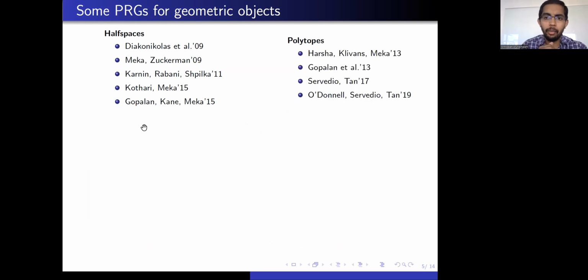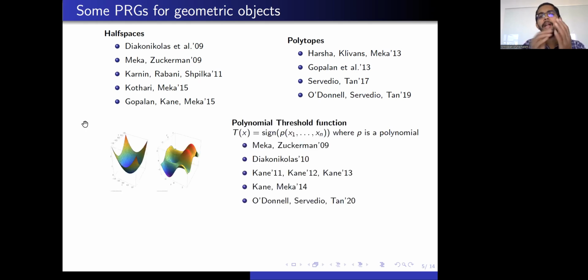Simultaneously, there was another line of work started by Harsha, Clemens, and Meka in 2013, where they construct PRGs for polytopes. And the point, as I said, is that polytopes generalize half spaces, so the techniques involved to fool polytopes were much richer than those involved to fool half spaces. This line of work mostly culminated with O'Donnell and Servedio in 2019.